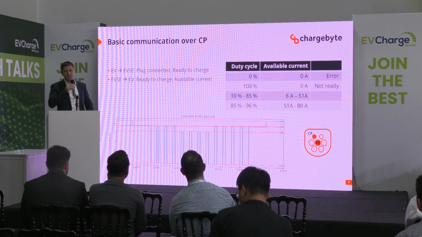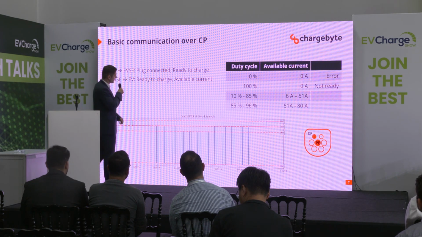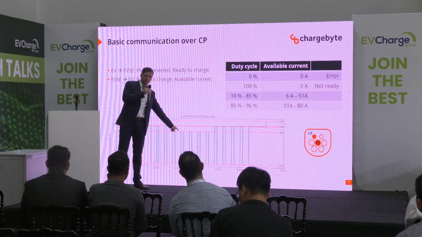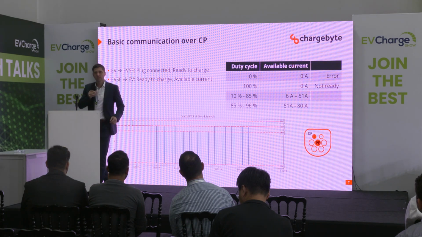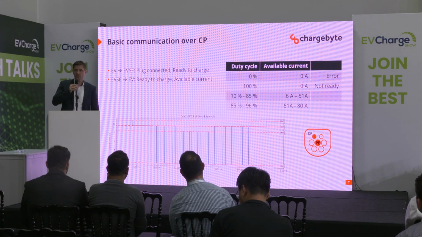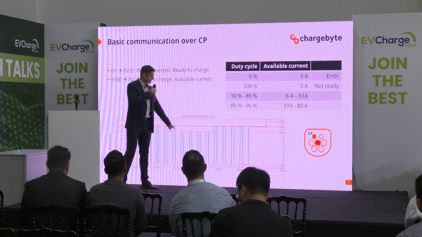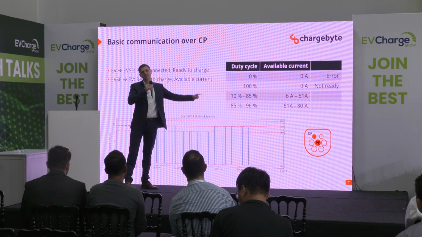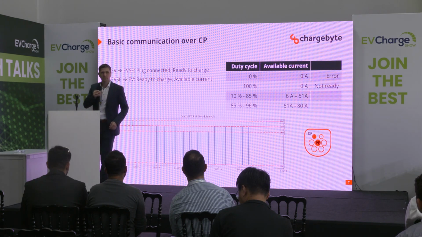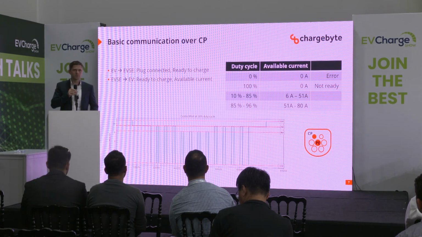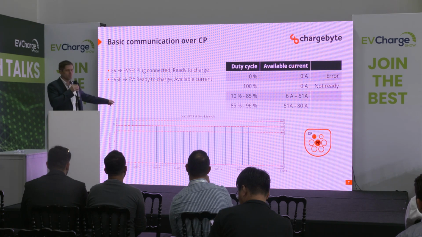And now the vehicle signals, if it's ready, it drops further from 9 volt to 6 volt, which is state C. This is again measured back by the charging station. And then you can charge. This is where the current is flowing. Well, that's pretty simple, basic AC charging. So you can implement this on a little Arduino, a little controller. So this is very easy to do.